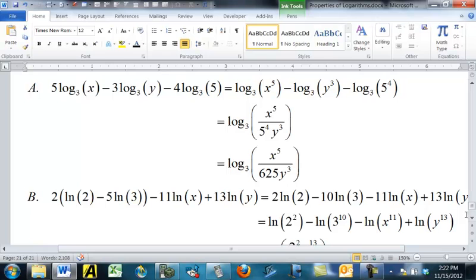Now we can put it together. Coefficients are 1 or negative 1, all the same base logarithm. So we get a single logarithm with the same base, log base 3, of x to the 5th over 5 to the 4th y cubed. 5 to the 4th is 625, so there's our final answer.